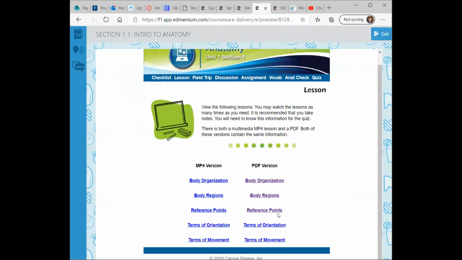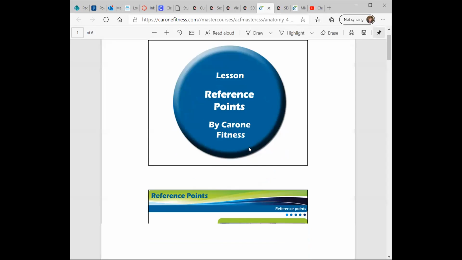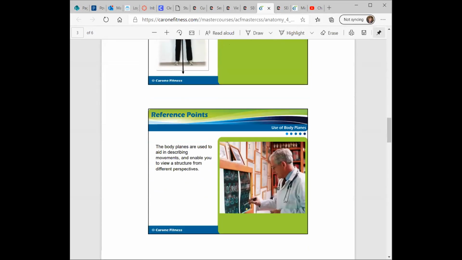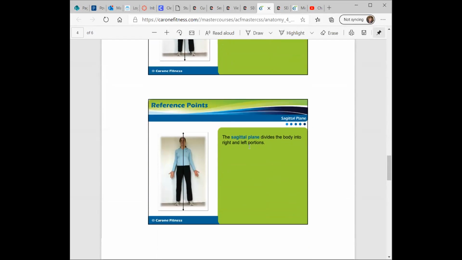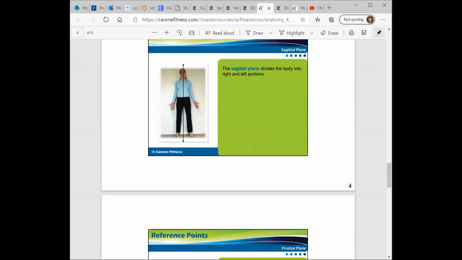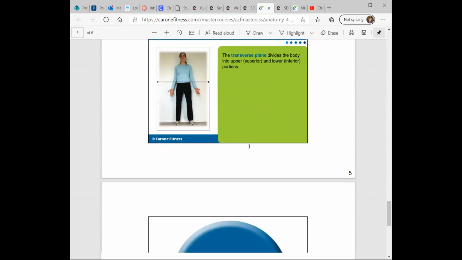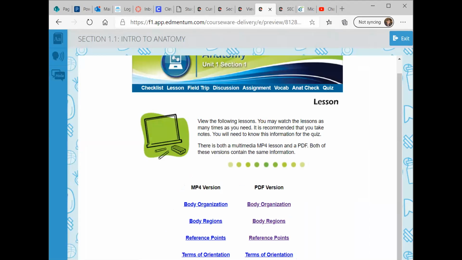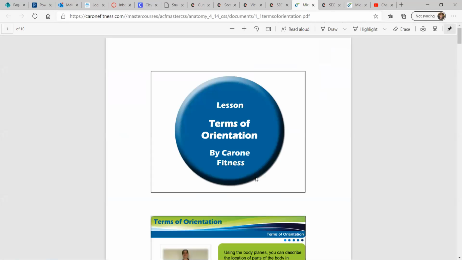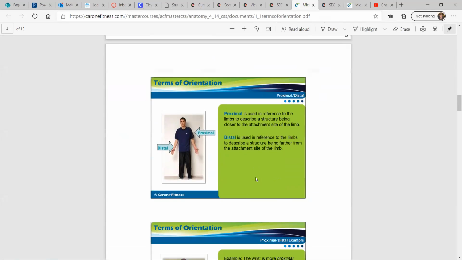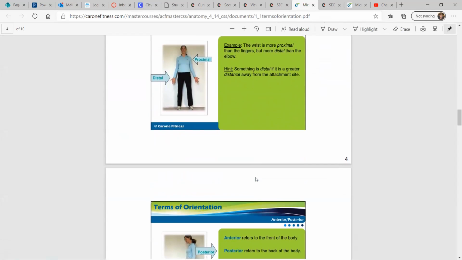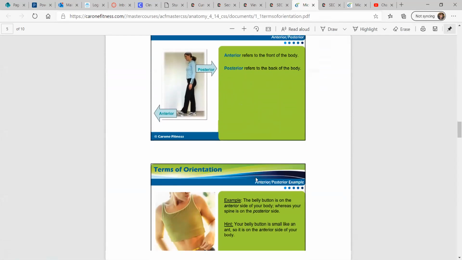We did the body organization, body region reference points. Reference points, body planes. Sagittal plane, side to side, frontal, transverse plane. Yeah, no, we went through that. So that's the end of that section. Superior, inferior, proximal, distal. We went through that in the other slides.